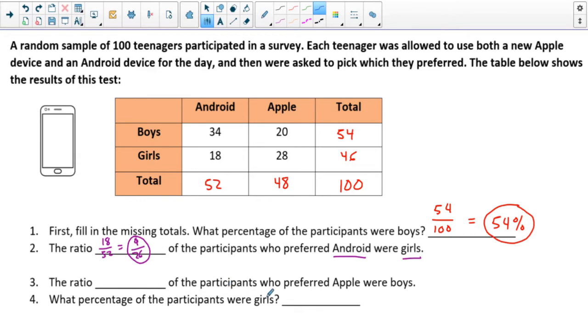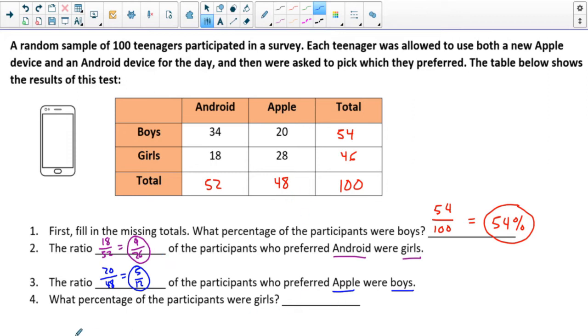What's next? What's the ratio of participants who preferred Apple that were boys? So for Apple, it looks like 48 people preferred that. And of the boys, it was 20. So we're going to say 20 over 48 is our ratio. Again, I can reduce this. Looks like I can divide a 4 out of both these numbers. 20 divided by 4 is 5. And 48 divided by 4 is 12. So the ratio 5 to 12 of those participants.